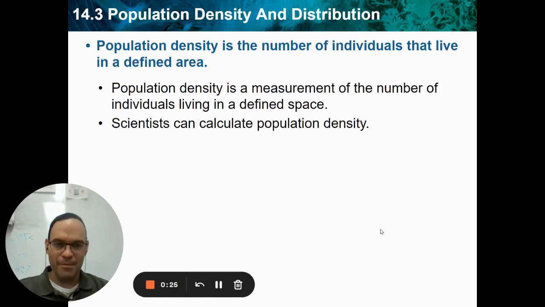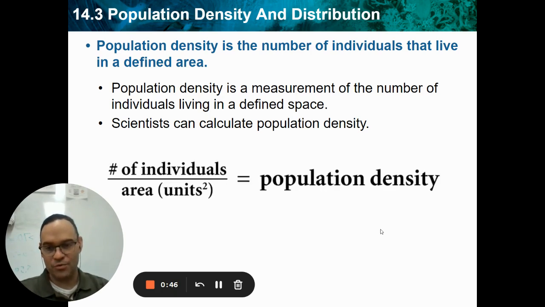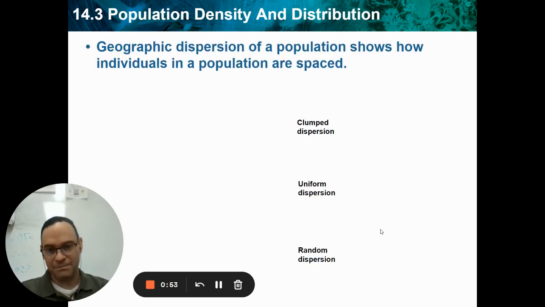Population density is the number of individuals that live in an area. This is measured by individuals per space. For example, New York City has quite a big population density for humans, whereas a rural farmland will have a much smaller population density. Scientists can figure out the population density, and it will tell you a lot of things about that area. And the way you measure it is as individuals per unit area.